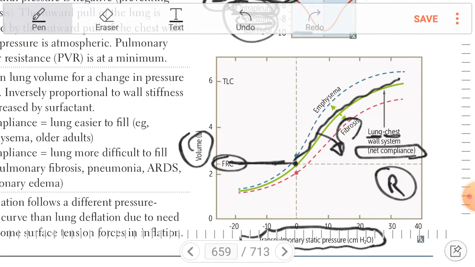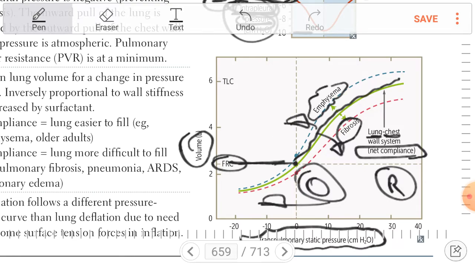So fibrosis is a restrictive disease going to the right. Obstructive will be to the left, the opposite. So emphysema, obstructive, to the left. Any disease which expresses a restrictive pattern will go R, restrictive, R, right, to the right. So fibrosis is here to the right. Emphysema, obstructive, the opposite of restrictive, will move left.